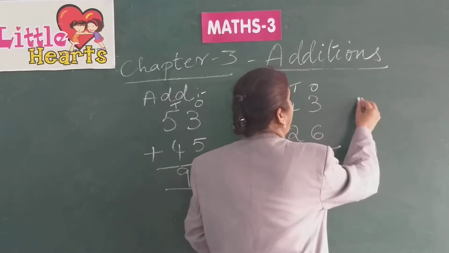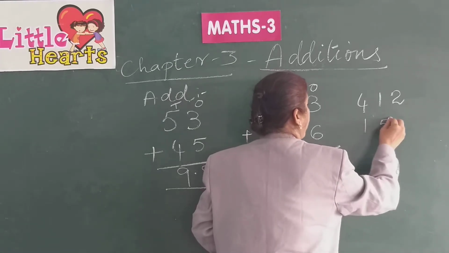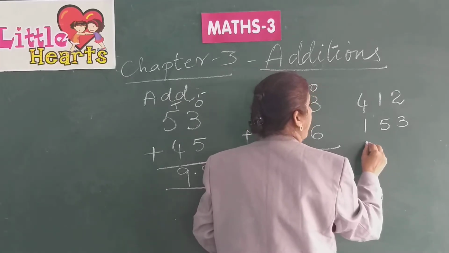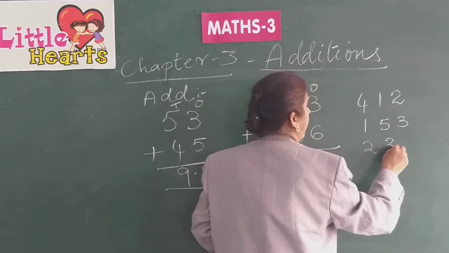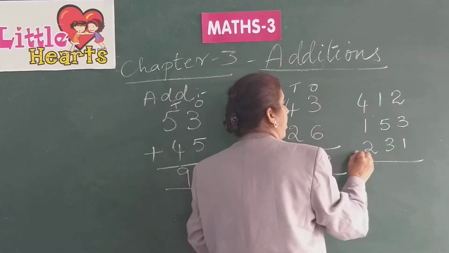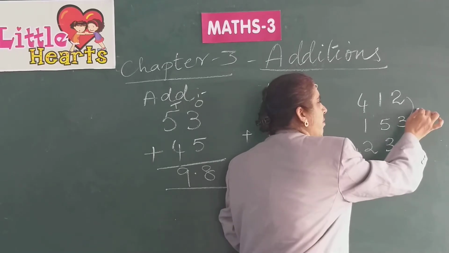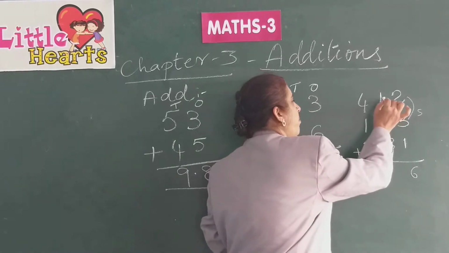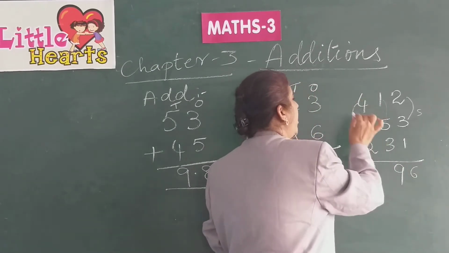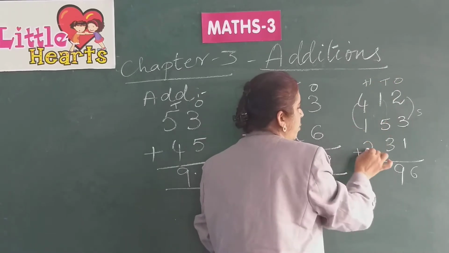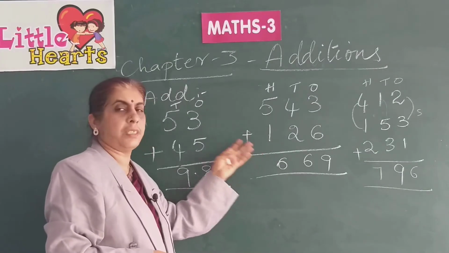Sum of 3 digit numbers now. First, add these two numbers. 2 plus 3, 5. 5 plus 1, 6. 6 plus 3, 7, 8, 9. And 4 plus 1, 5. And 5 plus 2, 7.